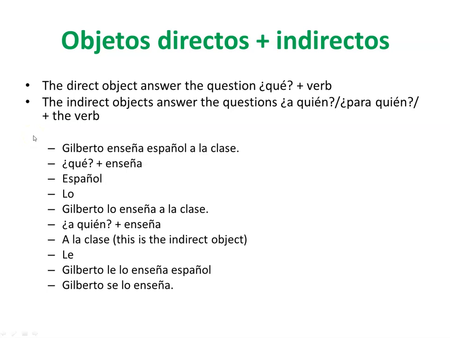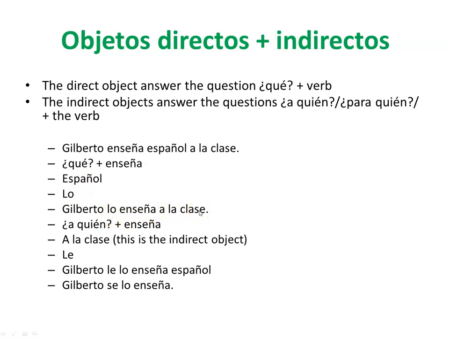So, let's work on a sentence that we already practiced. My sentence is, Gilberto enseña español a la clase. We are going to focus on both. Let's start with the objetos directos. ¿Qué enseña? Español. Español, masculino singular, lo vamos a reemplazar por lo. Gilberto lo enseña a la clase.